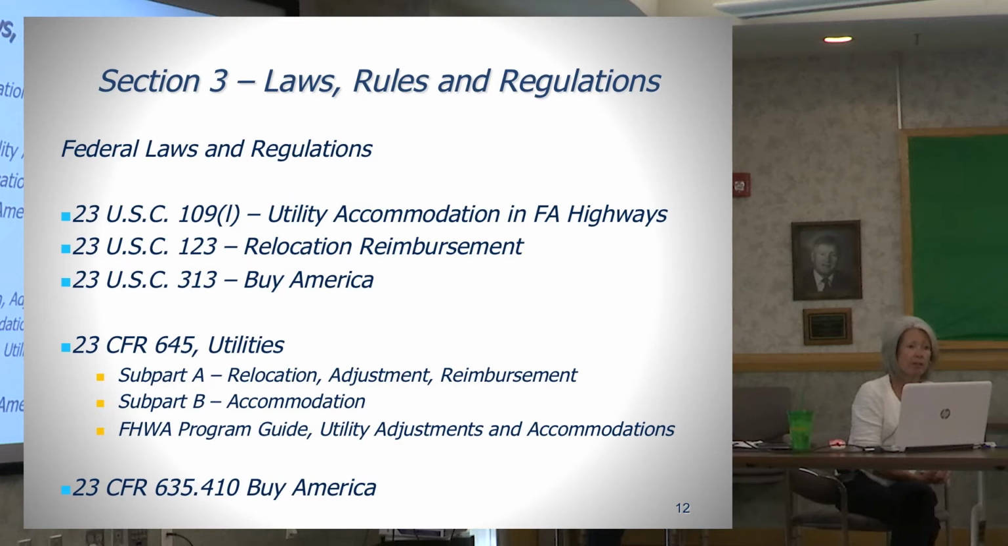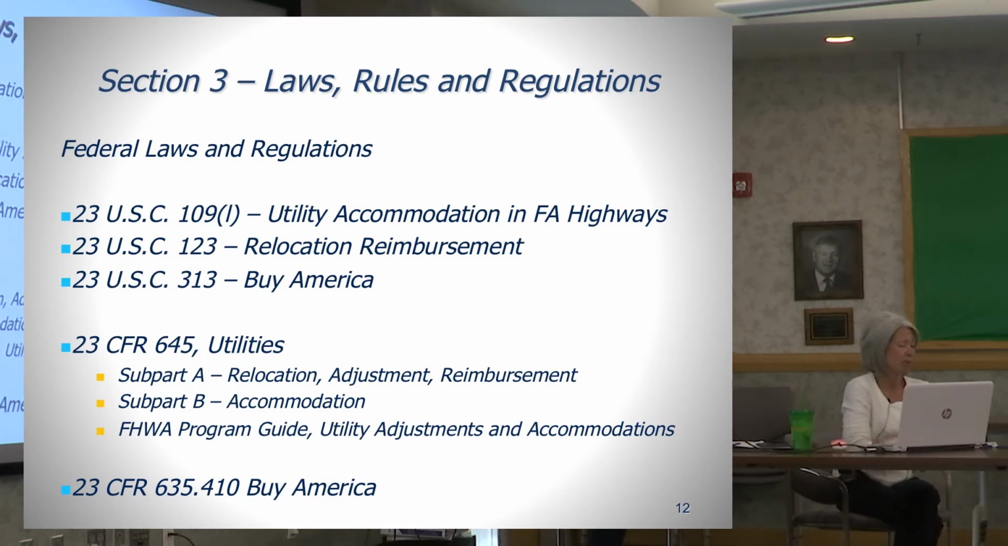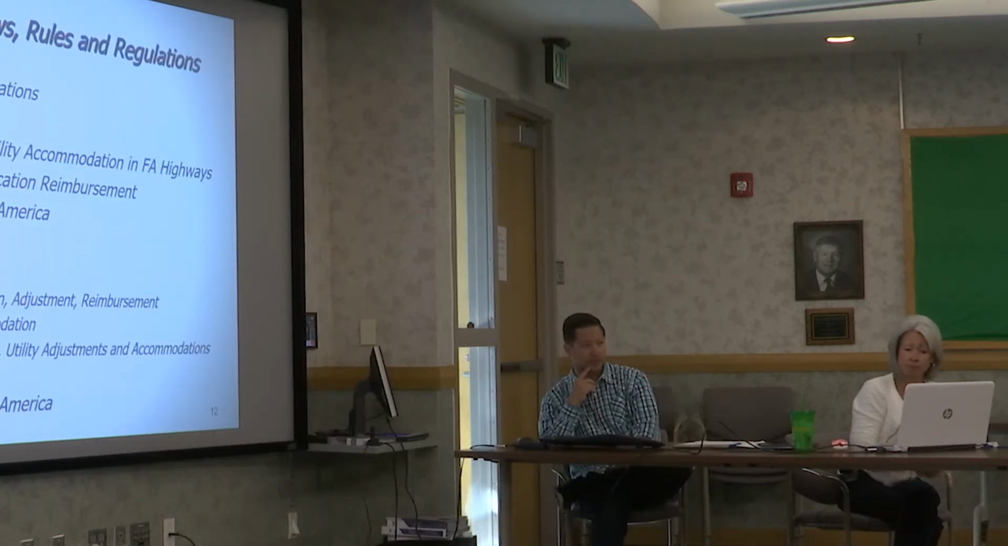In support of the laws are the Code of Federal Regulations relating to utilities. 23 CFR 645 includes Subpart A for relocation, adjustment, and reimbursement. Subpart B is accommodation. And then there's a program guide that supports and explains in more detail what the Code of Federal Regulations says in the background. And then the Code of Federal Regulations for Buy America.